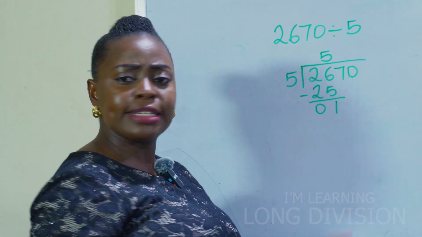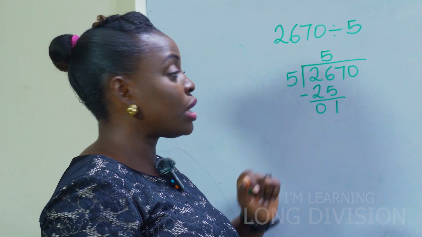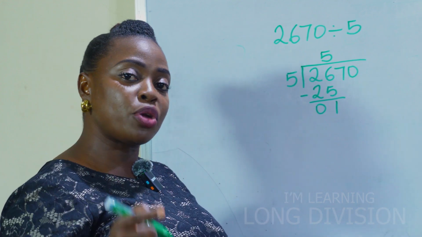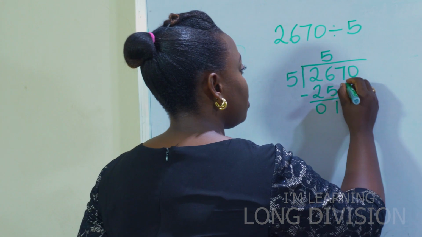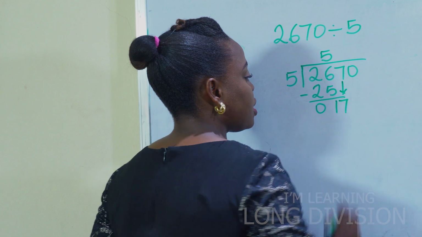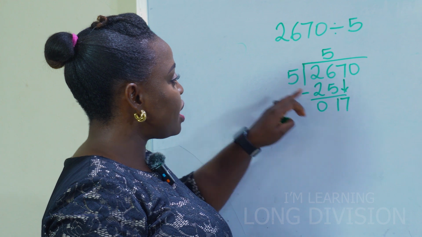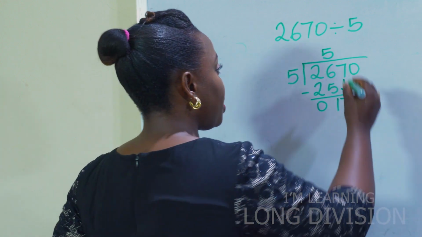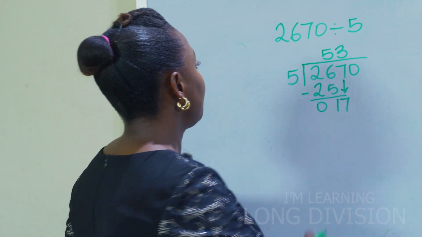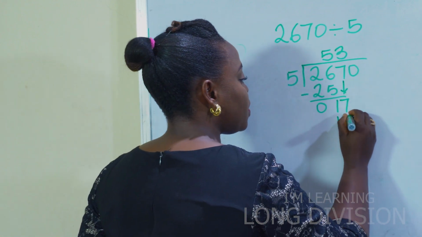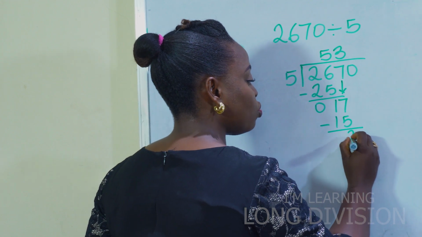So we check, is there perhaps a number we haven't used? Absolutely. We haven't used 7 and we haven't used 0. But we can't bring them all down at the same time. We have to bring them down 1 digit at a time. So I would bring down 7 first, and then I have 17. Now I would say 17 divided by 5 is 3. That 3 stays on top of 7 because that's the number we just brought down and used. 5 times 3 is 15. I'll do my subtraction. 17 minus 15 is 2.